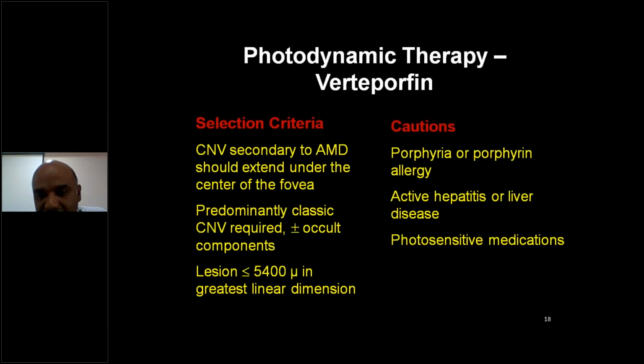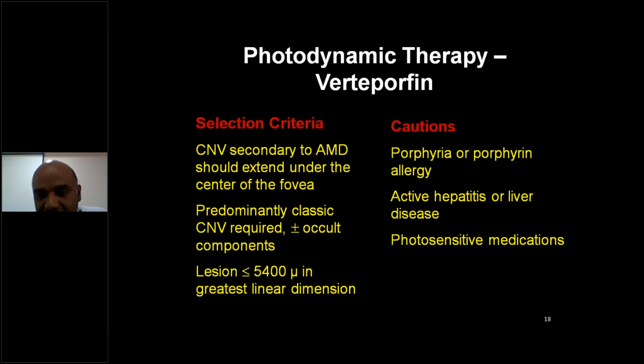So the next treatment which was tried was photodynamic therapy, or use of the verteporfin drug. What does this drug do? Once it is injected into the blood, it goes and gets accumulated wherever new blood vessels are there in the retina.